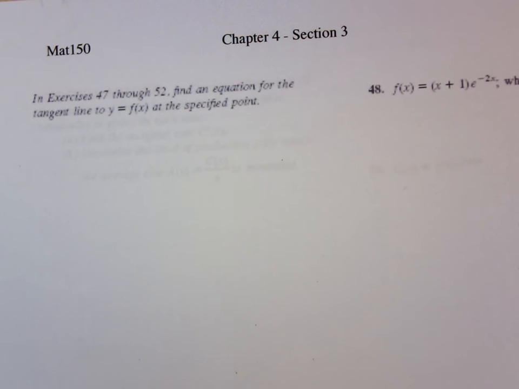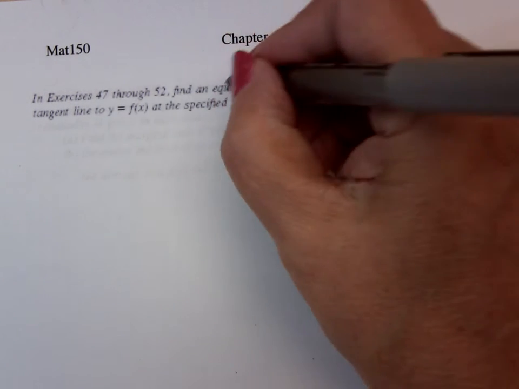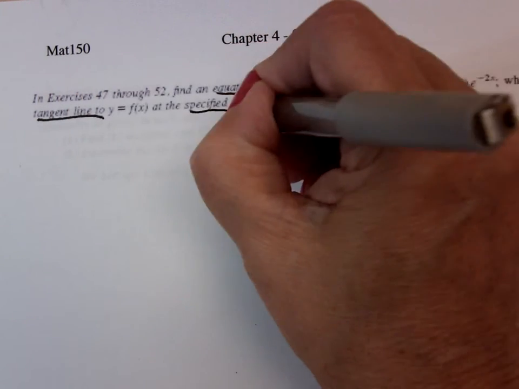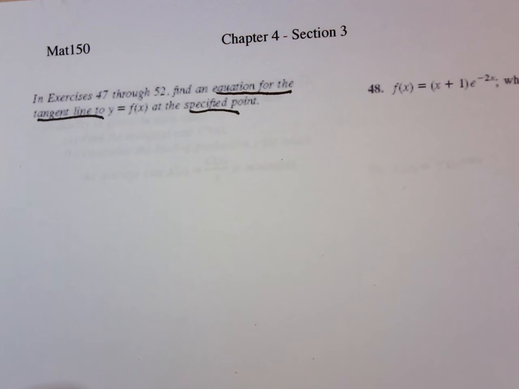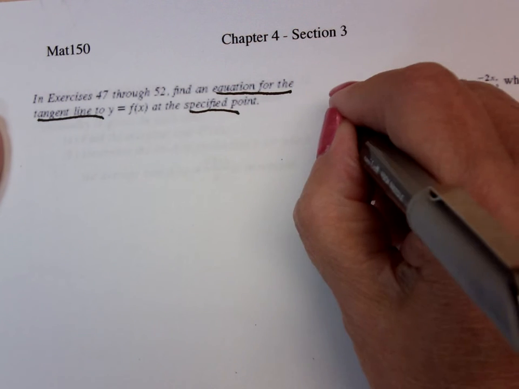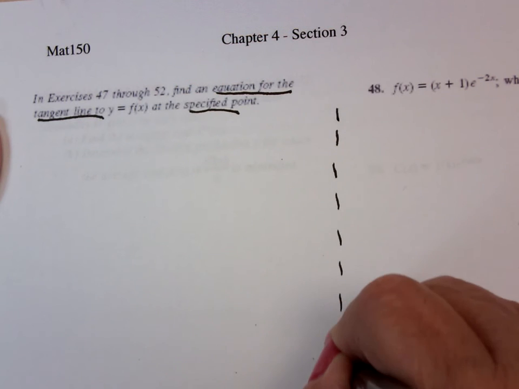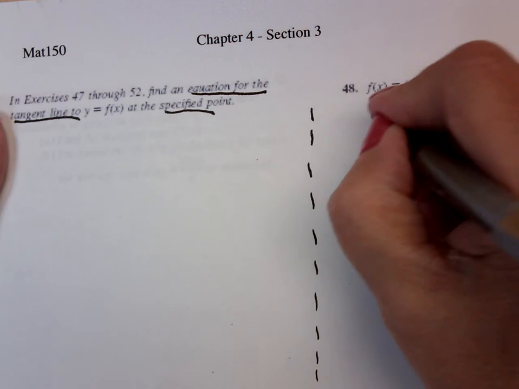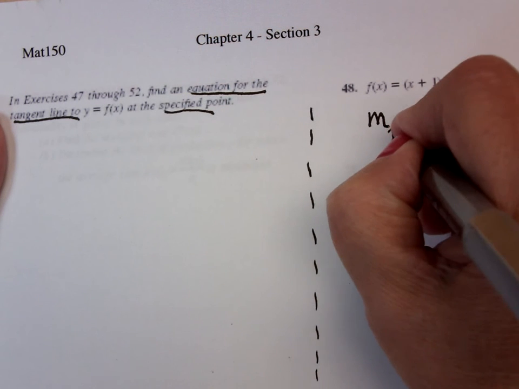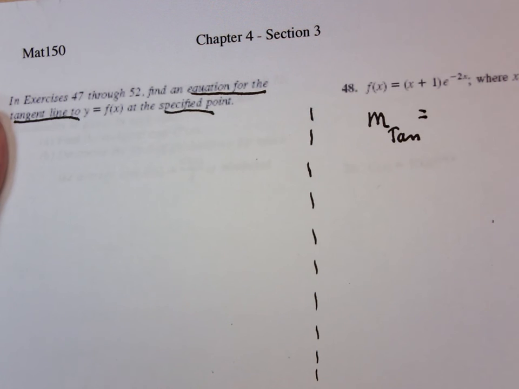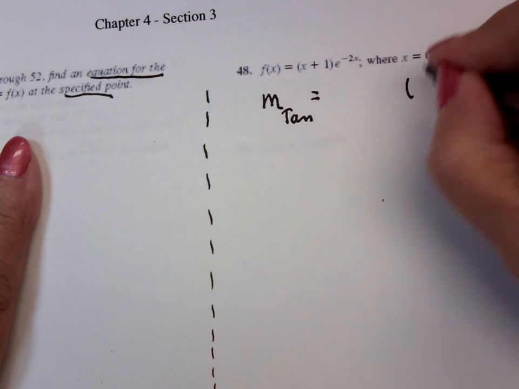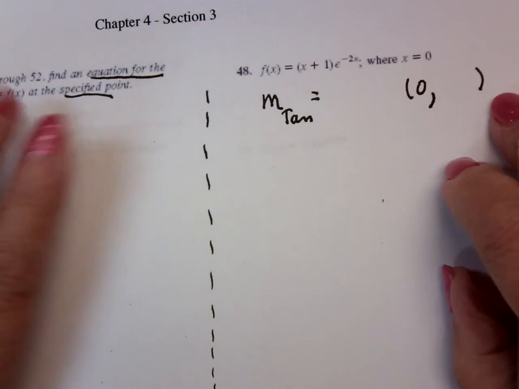It says, find an equation for the tangent line at the specified point. So in order to find it, I'm going to divide this down into two pieces. I need to have the slope of the tangent, and I need to have a coordinate point on the original function. And the coordinate point is x equals 0.